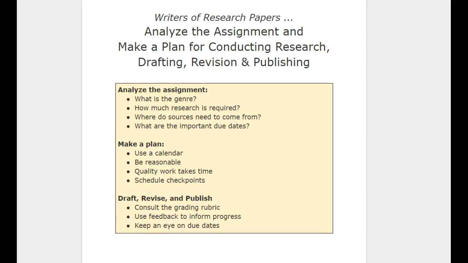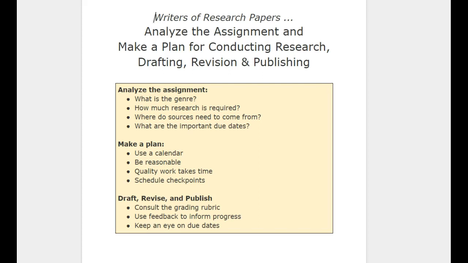In this video, we'll review how writers of research papers analyze their assignment sheets and use this analysis to make a plan for conducting their research, drafting, revision, and publishing of their research papers. Let's first review what some of the key components of looking at our assignment sheet will be.